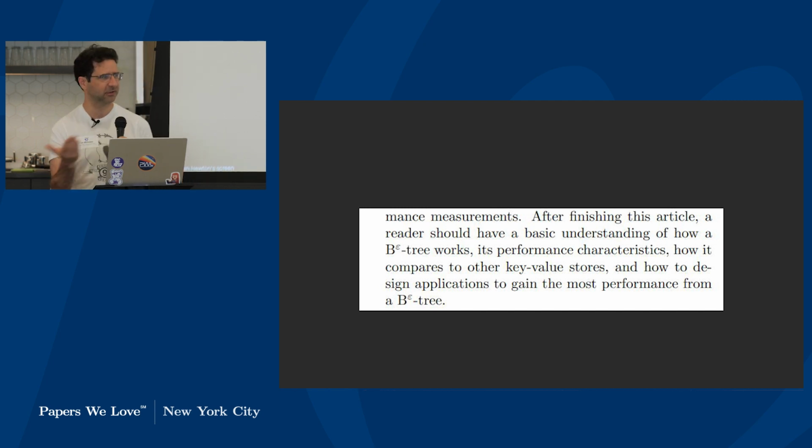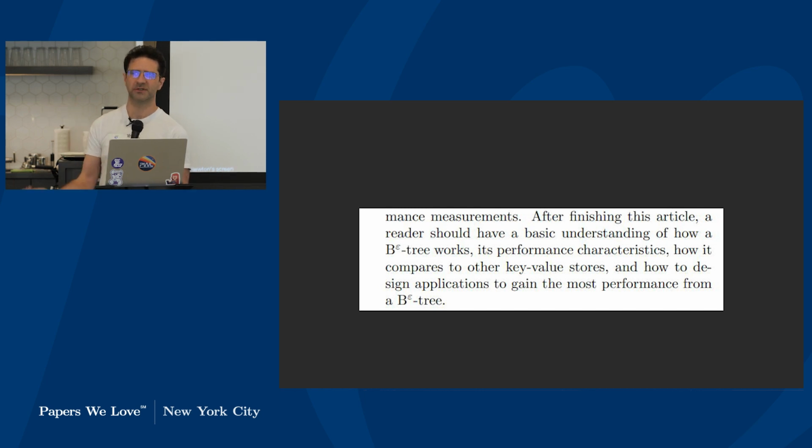And the other thing that this paper says is that they clearly lay out their goals. After finishing this article, a reader should have the basic understanding of how a B epsilon tree works, its basic performance characteristics, how it compares to other key value stores, so there are comparisons here, and how to design applications to gain the most performance from a B epsilon tree. That last sentence has a few implications. Specifically, if you just take code that was designed for a B tree and move it to a B epsilon tree, it will not be optimal.